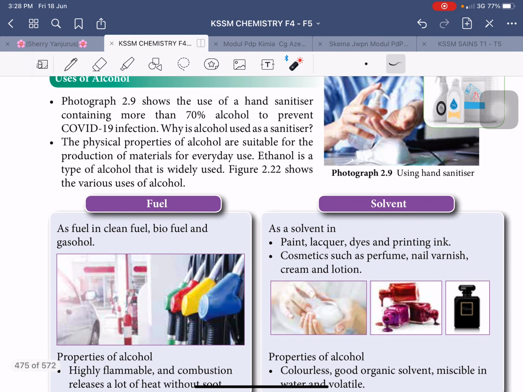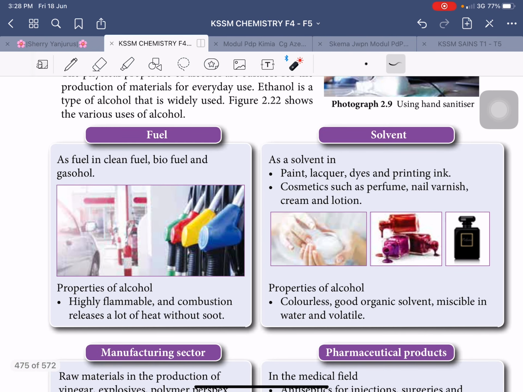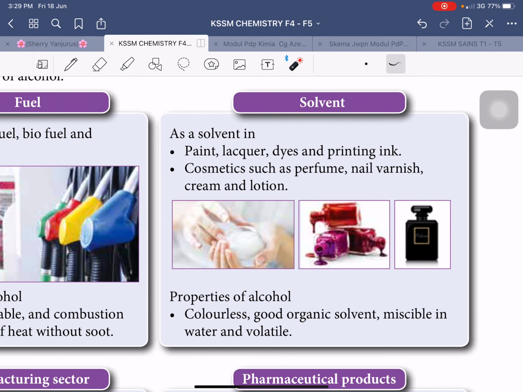Okay, next, fuel. Alcohol also used as fuel lah. Why? Sebab it's highly flammable, sangat mudah terbakar, and combustion of alcohol releases a lot of heat without soot, tanpa jelaga lah, tanpa jelaga. Alcohol also used as solvent, juga digunakan sebagai solvent.